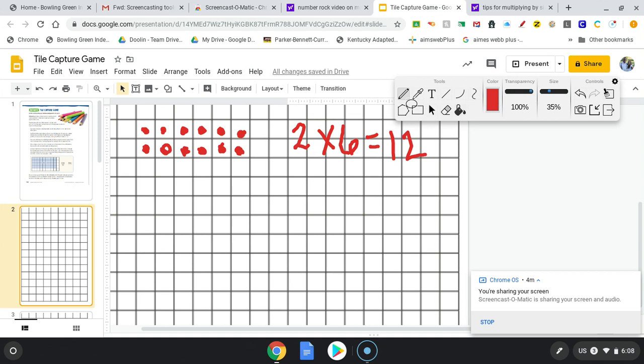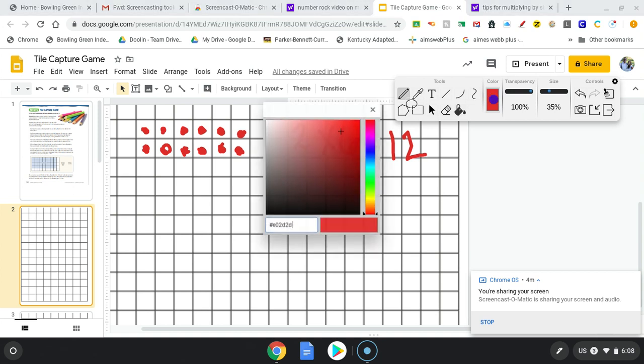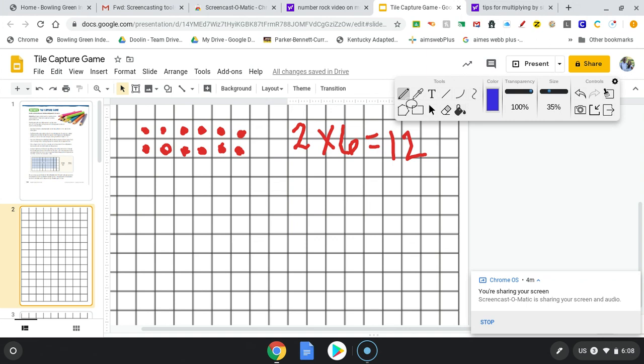Then your partner would also pick up 2 numbers, and your partner would have a different color so that you can tell which array belongs to whom. So your partner might have 5 and 2, so they would multiply 5 times 2. They would make their array 5 rows, 1, 2, 3, 4, 5, and then 2 in each row. So we have 5 rows of 2, and that is 10.